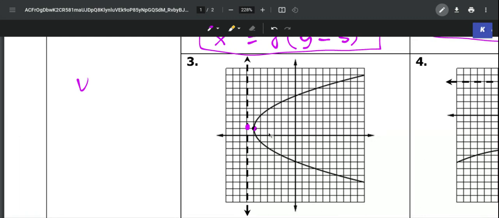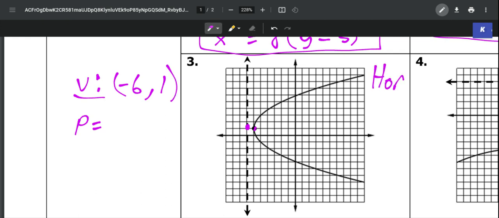So we still need two things here. We need the vertex and we need what p is equal to. So first of all, the vertex is given to us already, and it is at 1, 2, 3, 4, 5, 6, negative 6, 1. And we also can see that this parabola opens up to the left, so this must be a horizontal parabola, because only horizontal parabolas can open up left and right. So when we make our equation, y is going to come first.